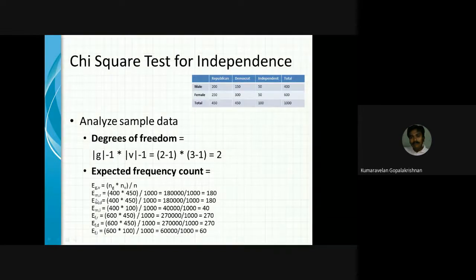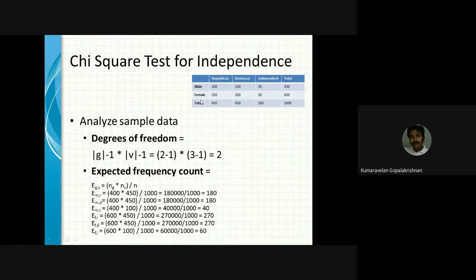See here. First, I am going to find out with respect to male, with respect to Republican. Male, Republican. So what is the total value? It is 400 into, this is the total of male into the total of Republican, 450. So 400 into 450 divided by N. N is my 1000. So ultimately I am getting the value 180.